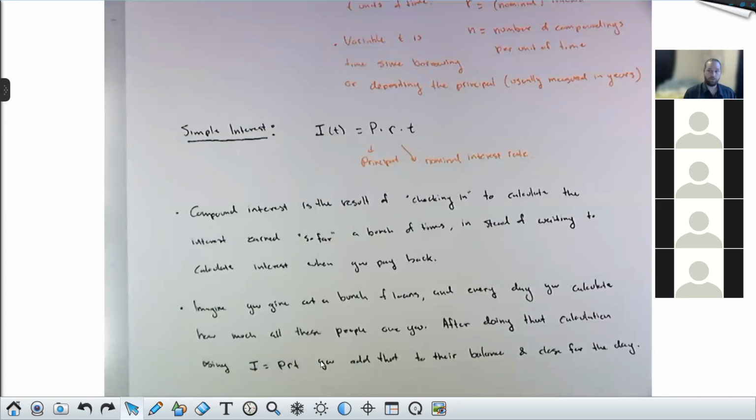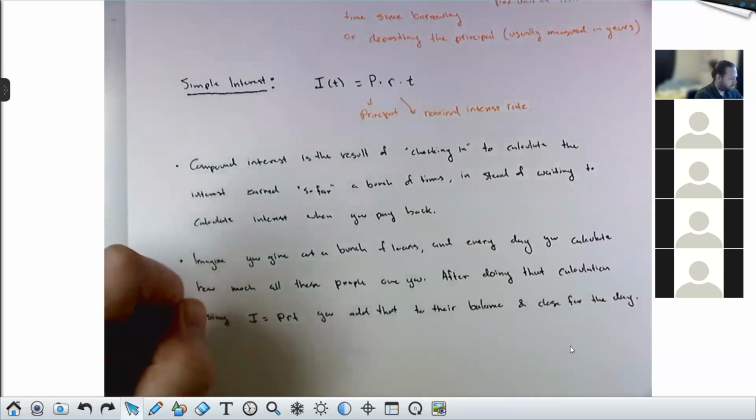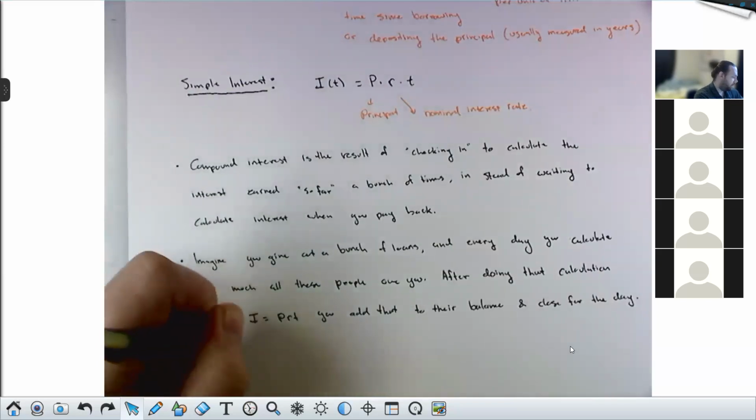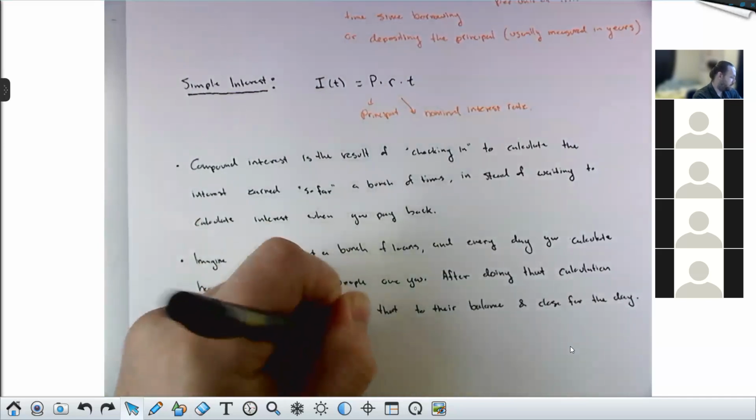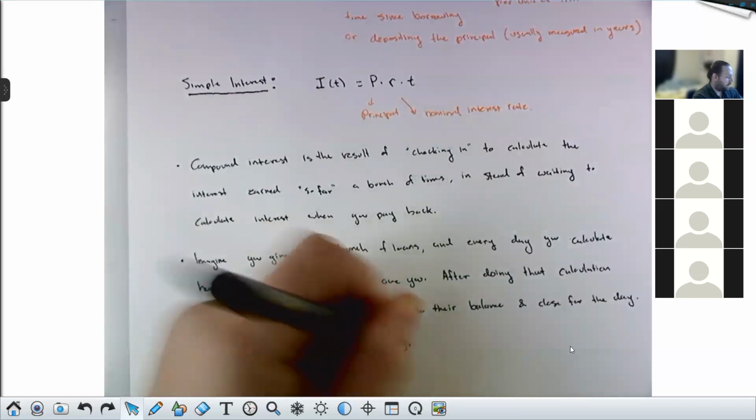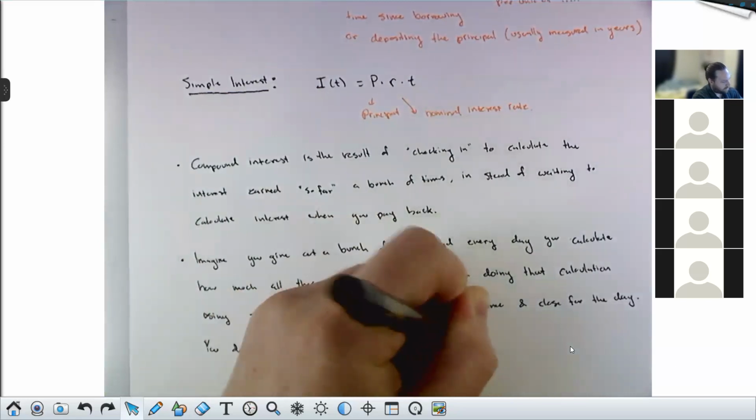Well, the next day comes around. And again, you want to know how much money your business is worth. So you take the number from that book, the number you wrote down at the end of the previous day, and you run this simple interest calculation again. It's been one more day, so you add on the interest that they earned that one day, and you write that down in the book and you close for the day. You do the same thing the next day. And every day.